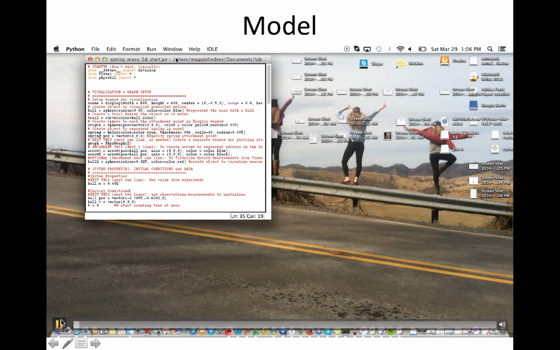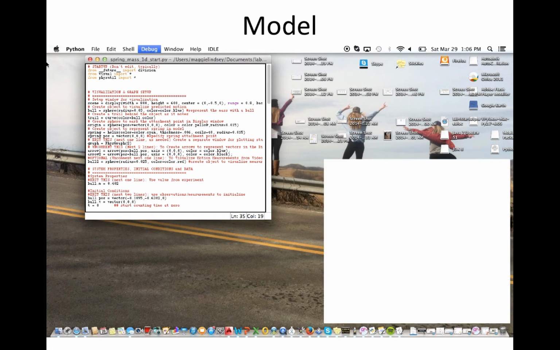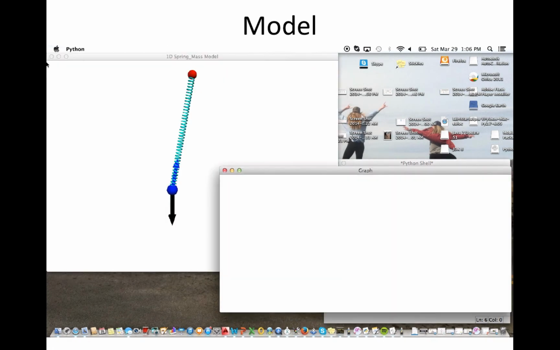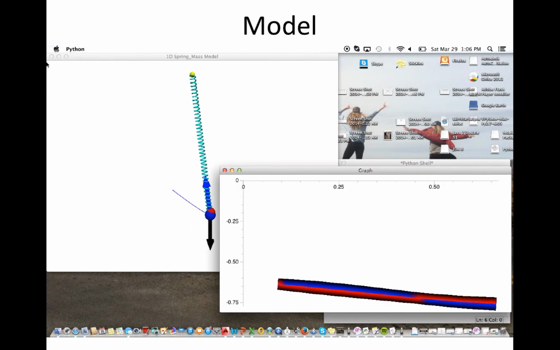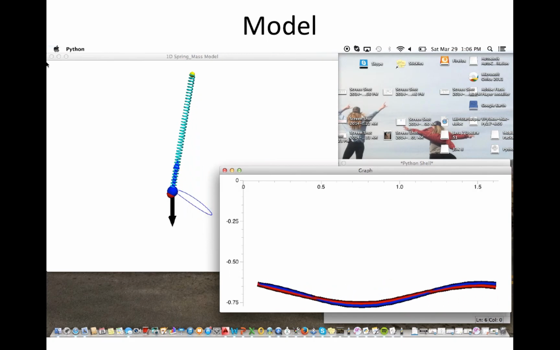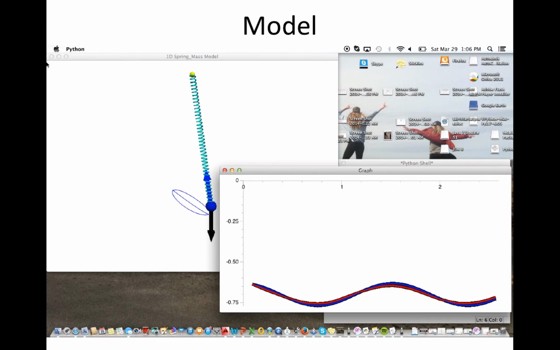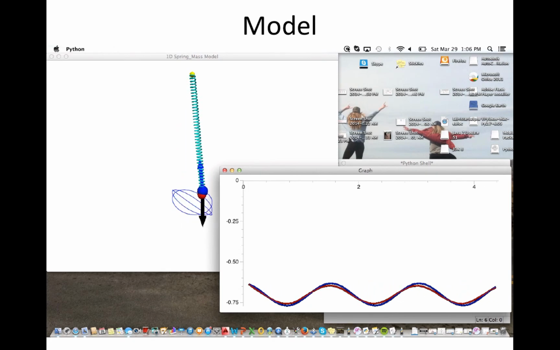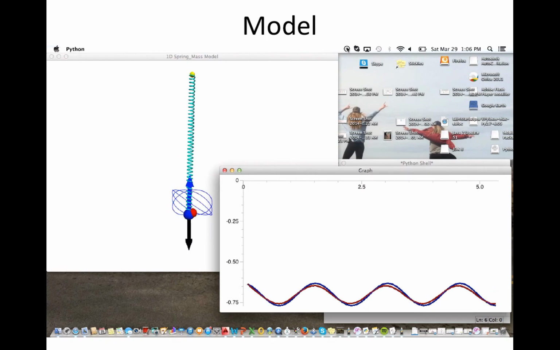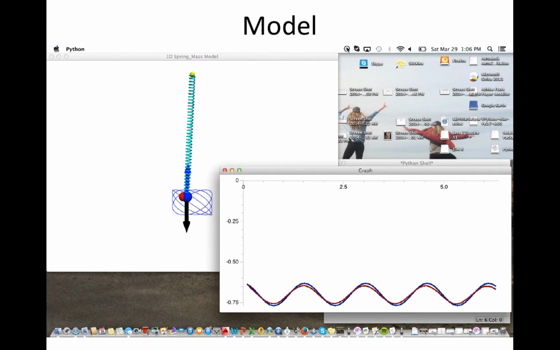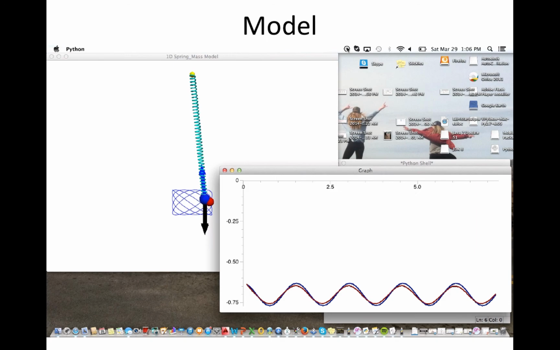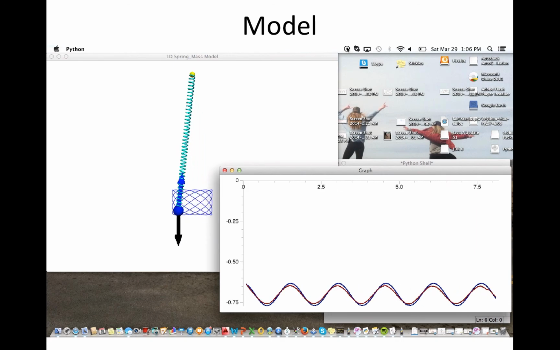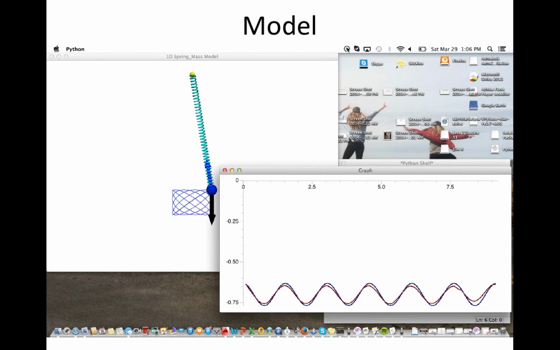This is the model produced. The blue arrow is the spring force and the black arrow is the force of gravity. The ball springs up and down in the y direction and oscillates left to right in the x direction. The blue dot represents the predicted data and the red dot represents the actual data in Tracker. The model represents the data well, but is slightly off because of error when finding the point mass.